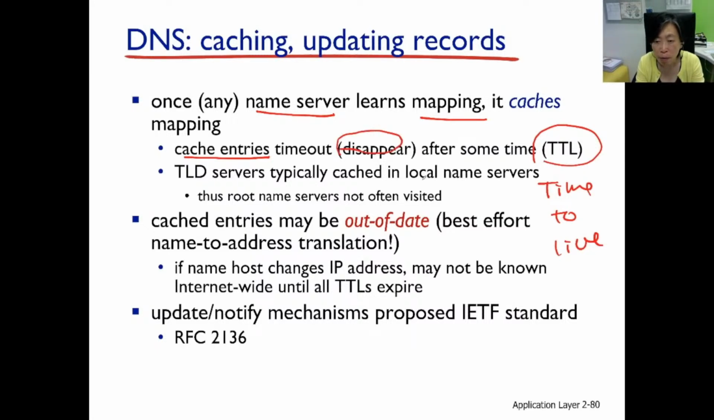For example, a local name server might store the mapping for a top-level domain server so that the local name server doesn't need to go to the root name servers a lot. Again, trying to conserve the root server's capacity.